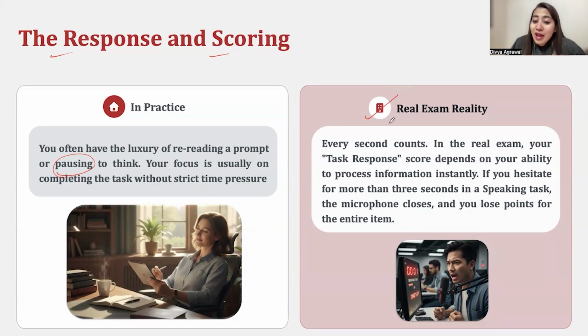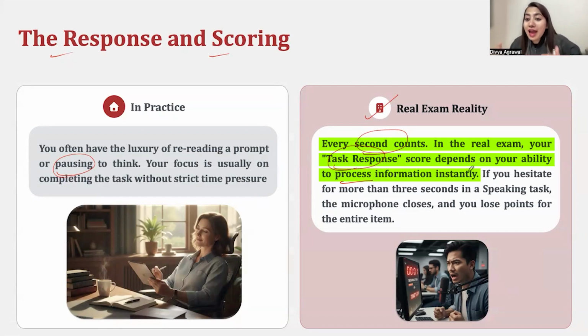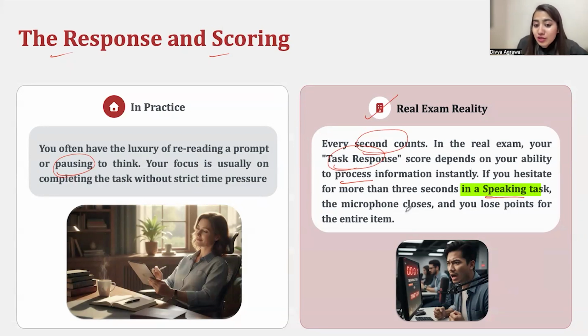Over there you're going to have a proper timer going on. Every second counts in the real exam. Your task response score depends on your ability to process the information instantly. You can't have a long pause in between. If you do, then in the speaking task, your microphone will automatically get closed. So you need to prepare in timed conditions, guys. Otherwise, you may lose points entirely. So pay attention to that.